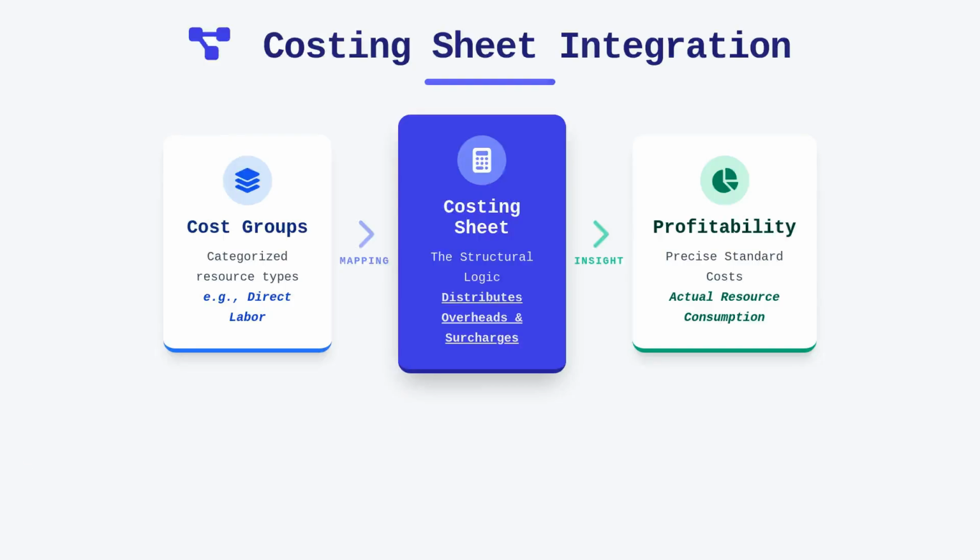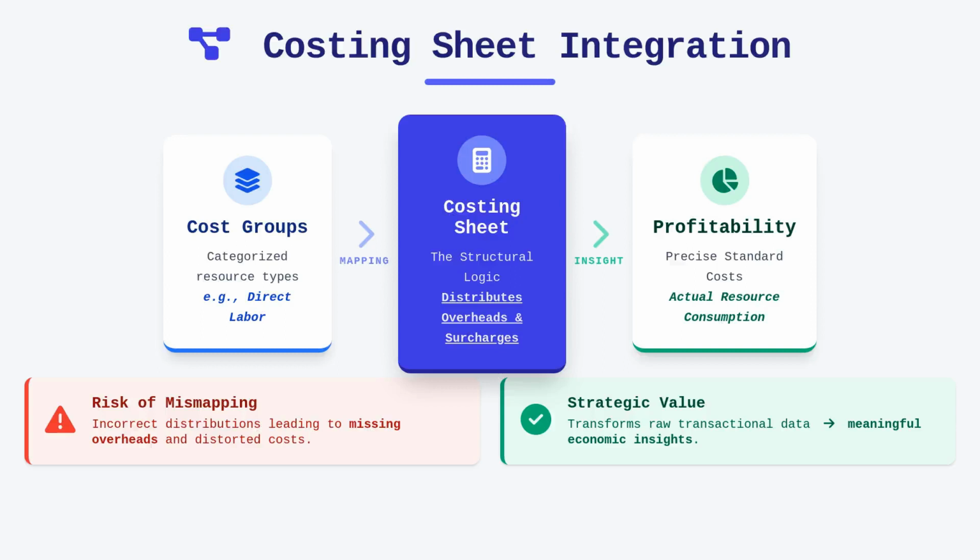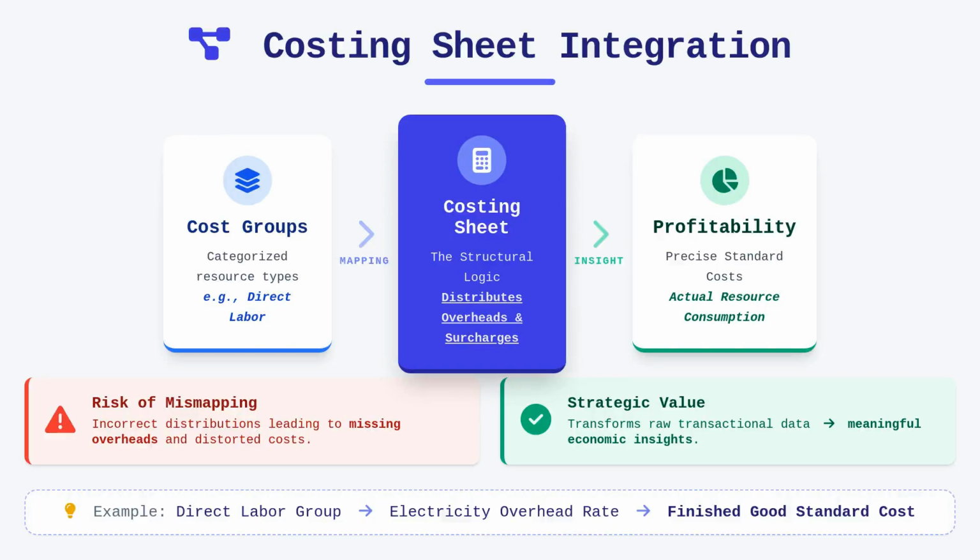This allows for precise calculations, such as assigning facility electricity costs based on the direct manufacturing hours reported for a finished good. If you fail to map your cost groups accurately within the costing sheet, the calculated overhead will either be missing or incorrectly distributed, leading to inaccurate standard costs. By maintaining a clean relationship between cost groups and the costing sheet, you ensure that the BOM calculations reflect the actual economic consumption of resources. It is this systematic aggregation that transforms raw transactional data into meaningful profitability insights at the finished good level.